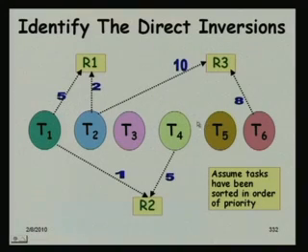Now, what is the maximum direct inversion that T1 will suffer from? What is the direct priority inversion that T1 can suffer from?